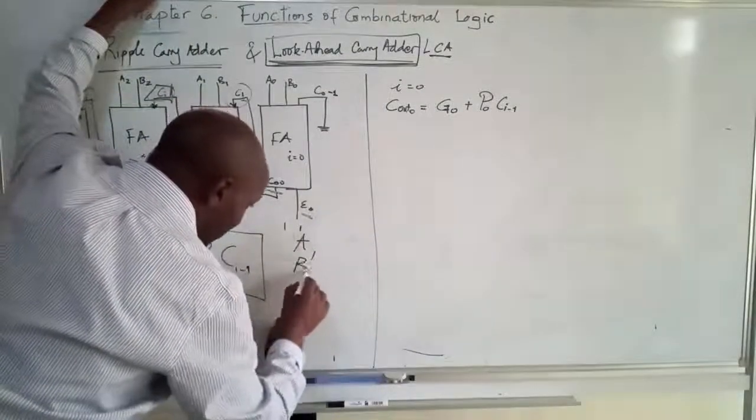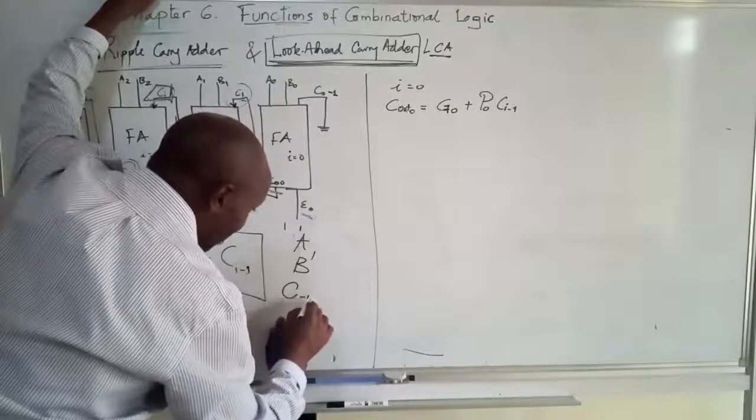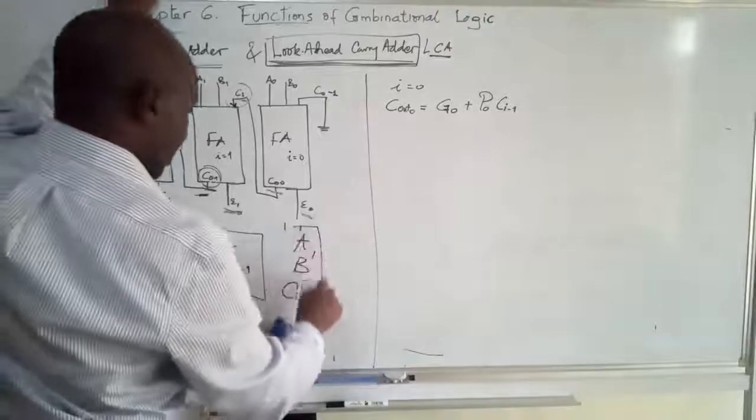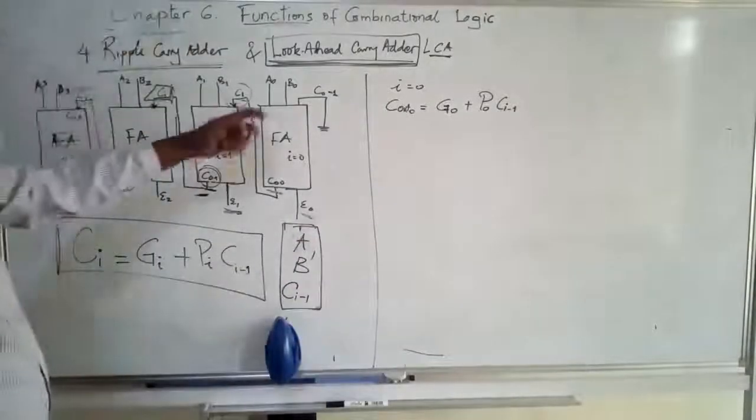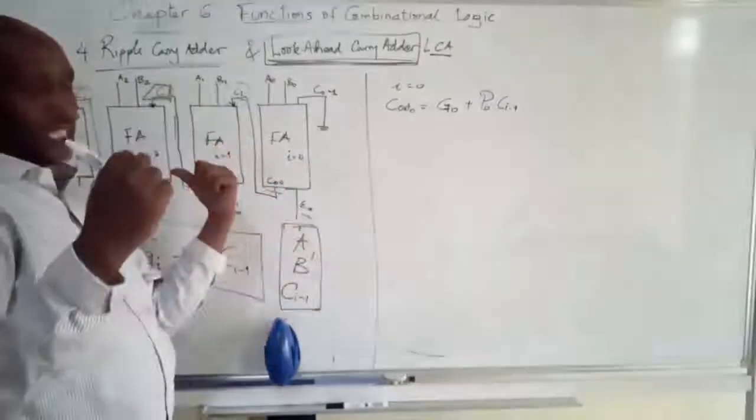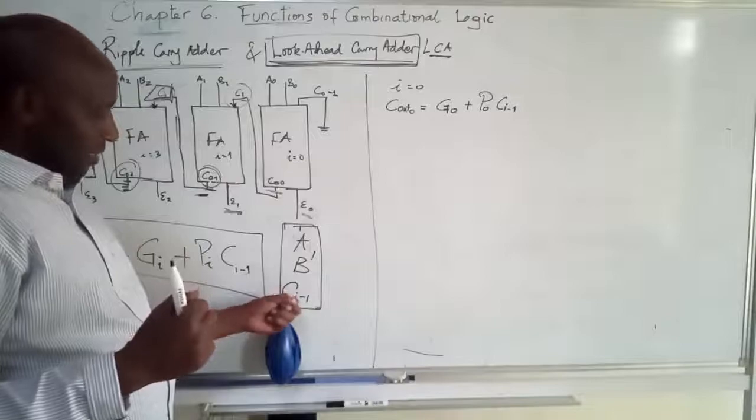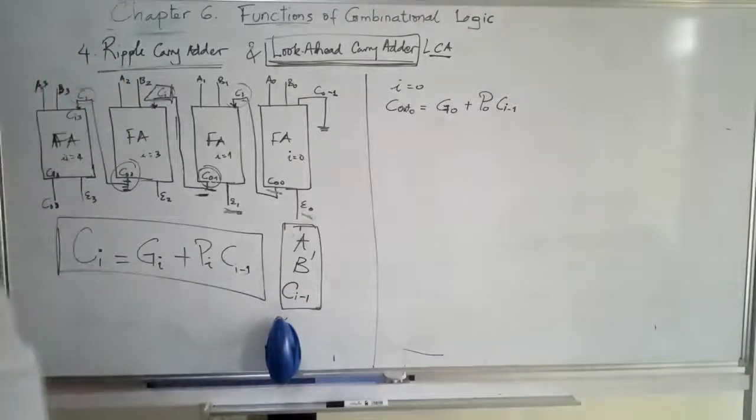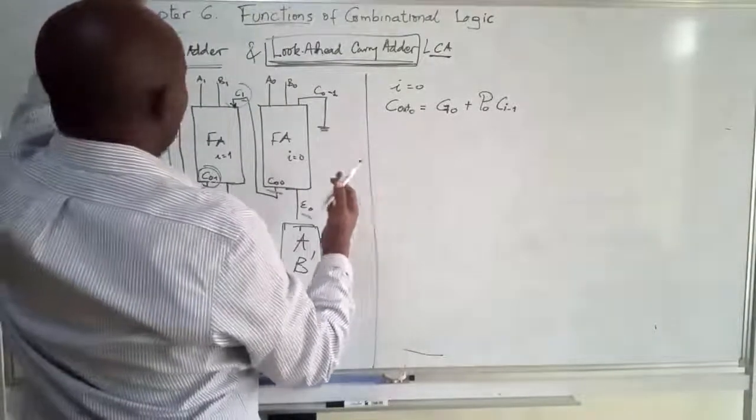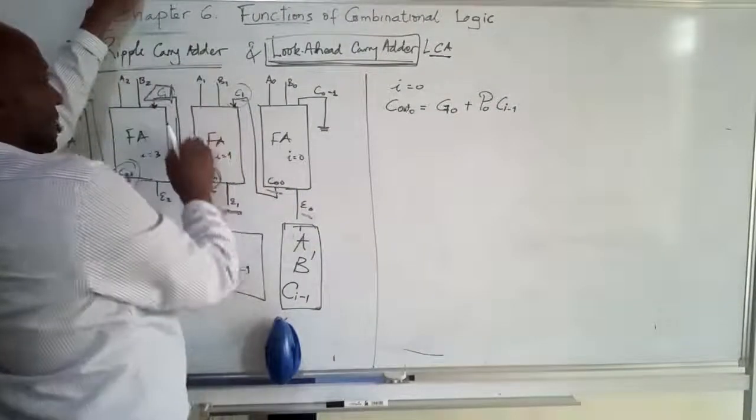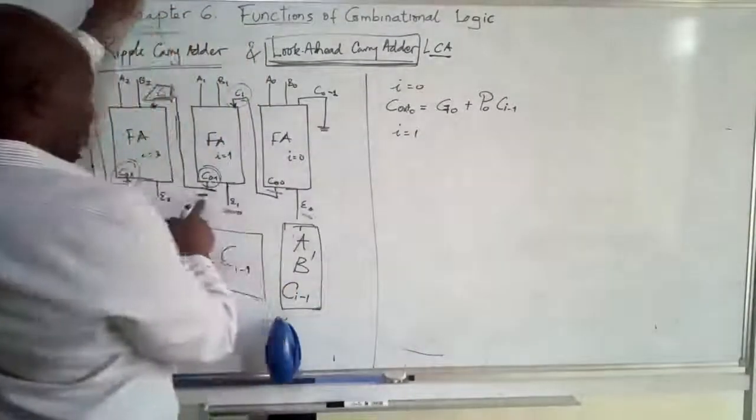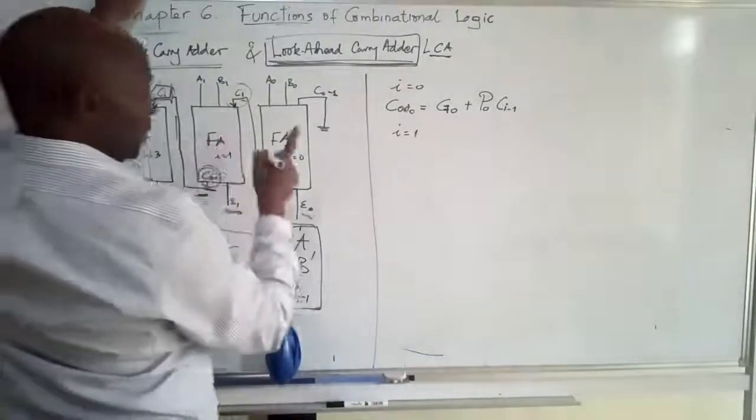So minus 1. Okay? So it means here, what we have, we have A, B, and the carry of the first. This is the three information we have. We have A and B, and the carry of the previous full adder. So now you see that if you want to generate now the second carry out, i is equal to 1. When i is equal to 1, what will happen now?